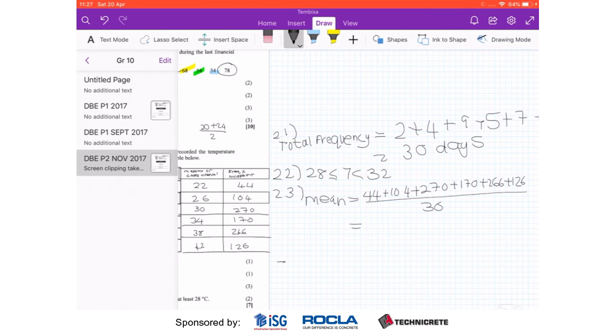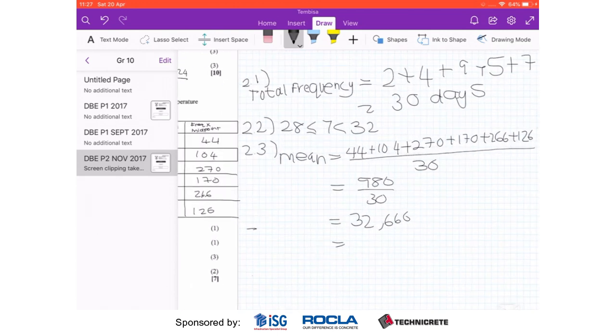And you should get 980 over 30, which is equal to 32.666, and our original instruction said round off to 2 decimal places, so 32.67 degrees Celsius.